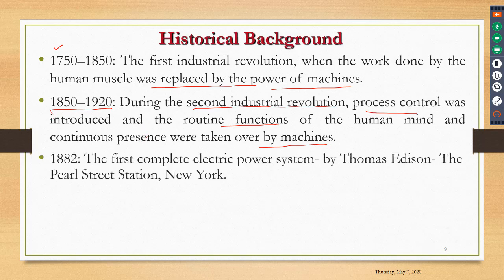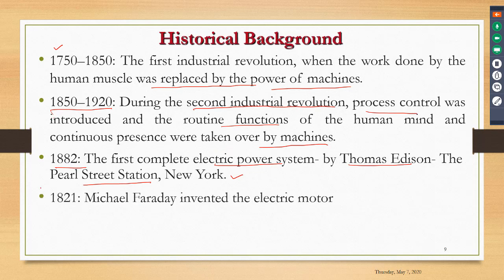Now how electricity evolved. If we see the history, in 1882, the first complete electric power system was built by Thomas Edison, and that is named the Pearl Street Station. It is in New York. Even nowadays if you go, you can see this Pearl Street Station. It was the first electric power station, and it is a DC system, a DC electricity generating station.